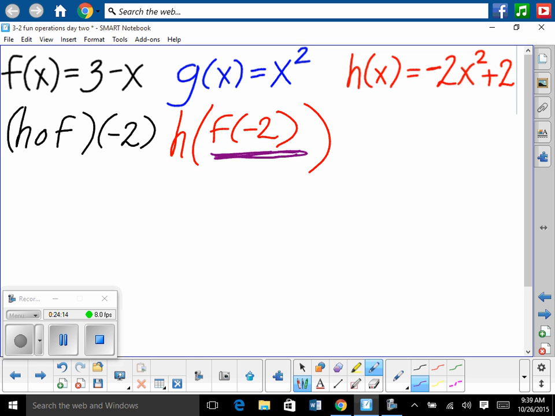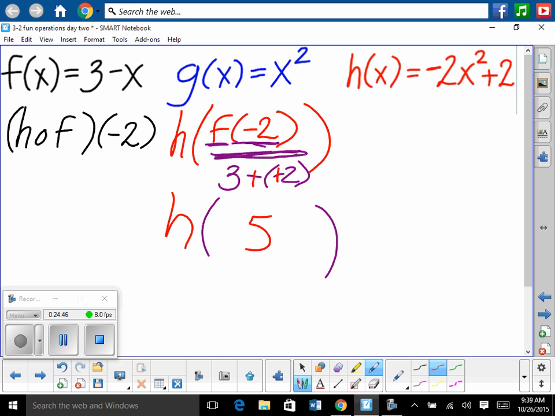I hope you're all paying attention or you're going to get these ones wrong. So now I'm going to calculate f of negative 2. So that's going to be 3 minus what? Negative 2, right? I'm substituting in negative 2 into f. So that's going to be 3 minus negative 2. What happens when you minus the negative? Becomes positive. So 3 plus 2 is 5. Does everybody see how I did that? So I'm going to have h of 5.